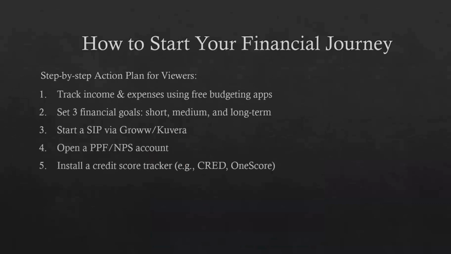Moving on to how to start your financial journey today. Here's a five-step action plan you can take today. Use budgeting apps like ET Money to track your expenses. Set one short-term, one medium-term, and one long-term goal. Start a SIP via Groww or Quera. Even rupees 500 per month is a start and could lead to a lot of money at the end of the year. If we do it for 5 years, high returns can be expected, depending on the circumstances of these apps right now.